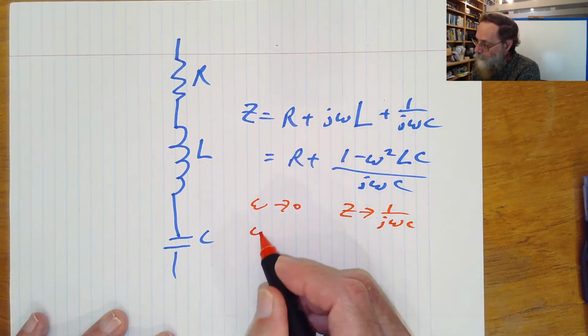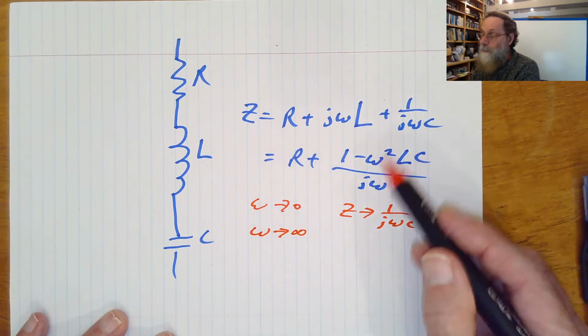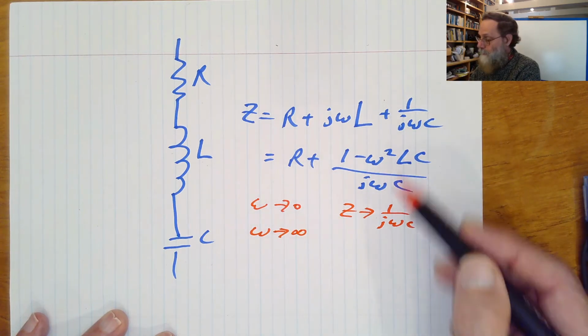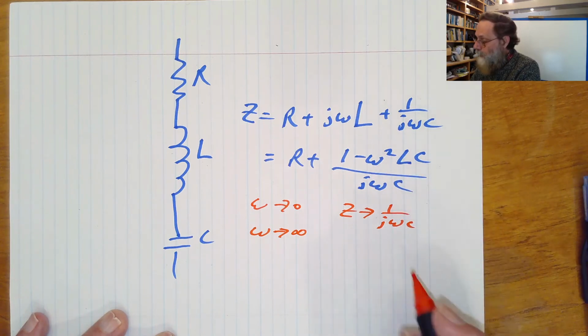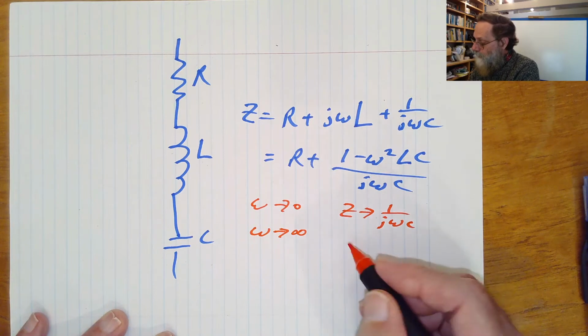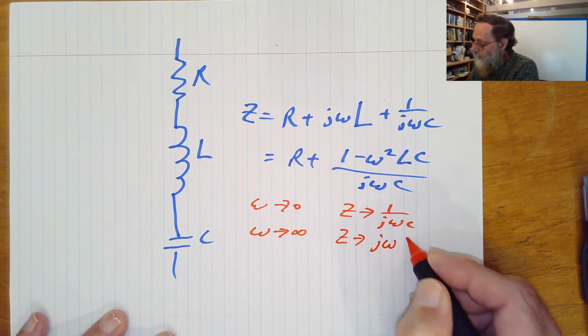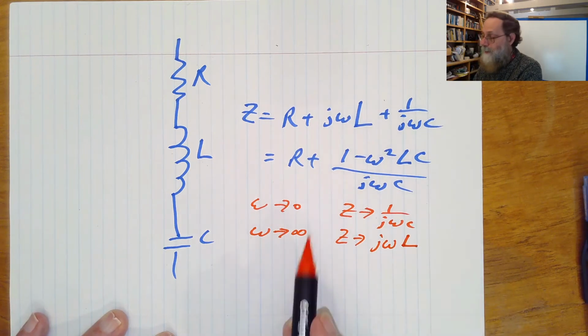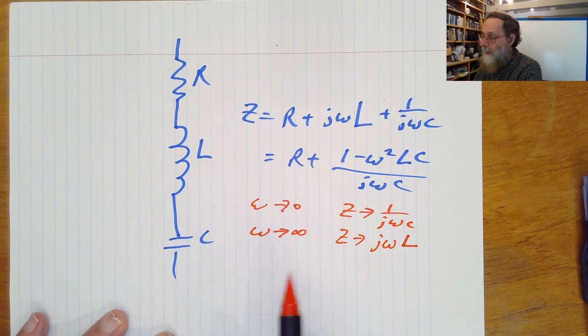As omega goes to infinity, the omega squared term now gets very large, even after dividing by the omega. So we end up with something that goes to j omega L. So at DC, or very low frequencies, it behaves like a capacitor. At very high frequencies, it behaves like an inductor.